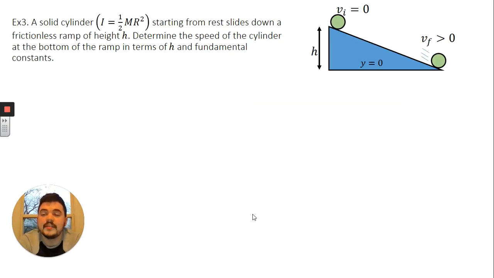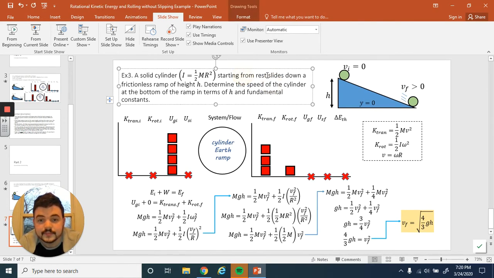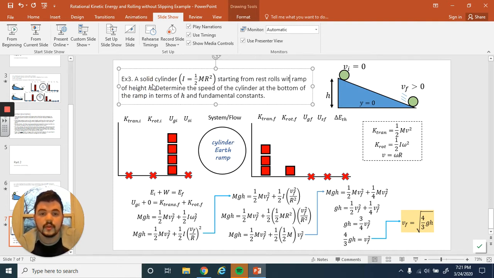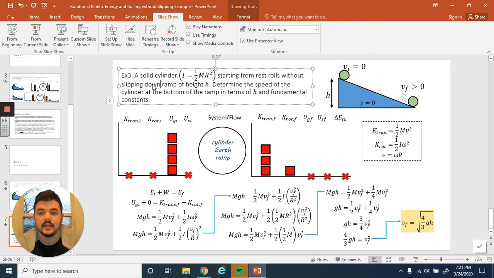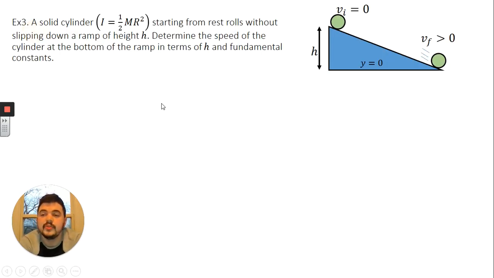Example 3. We have a solid cylinder of rotational inertia 1/2 mr squared, m being the mass and r being the radius of the cylinder. It starts from rest and it doesn't slide down a frictionless ramp. Let's change that real quick. Starting from rest, it rolls without slipping down a ramp of height h. And we want to determine the speed of the cylinder at the bottom of the ramp in terms of h and fundamental constants. So here's our picture.